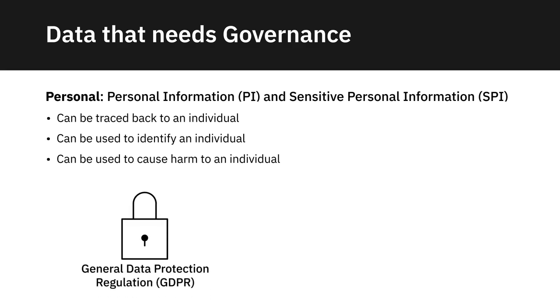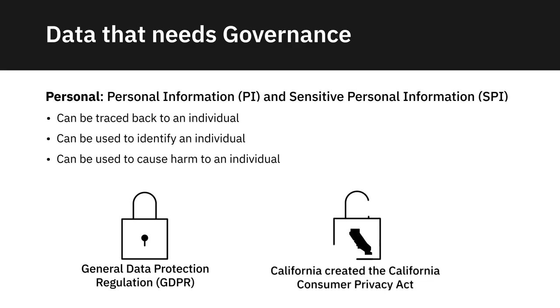The General Data Protection Regulation, or GDPR, is a regulation specific to the European Union. It protects the personal data and privacy of EU citizens for transactions that occur within EU member states. In the United States, individual states have formulated their own regulations. For instance, California created the California Consumer Privacy Act, or CCPA, to better protect customer data.